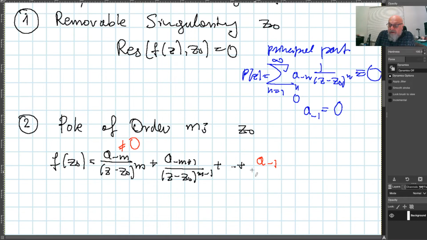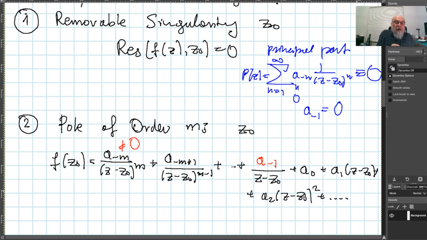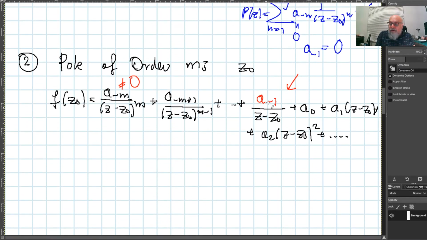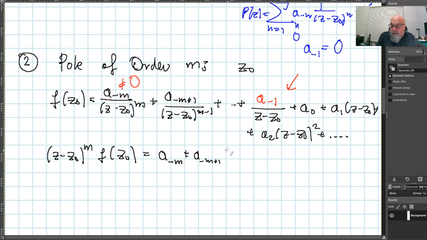So we have many coefficients, but for us the important one is that one. Then you have a0, then you have a1 (z - z0), and then maybe a2 (z - z0)^2, and other powers. So we are trying to compute that coefficient. What can I do? I'm thinking how to get that coefficient. I see that if I multiply the function f by (z - z0)^m, I will get not a Laurent series, but already a Taylor series. So this is a power series of a certain function.